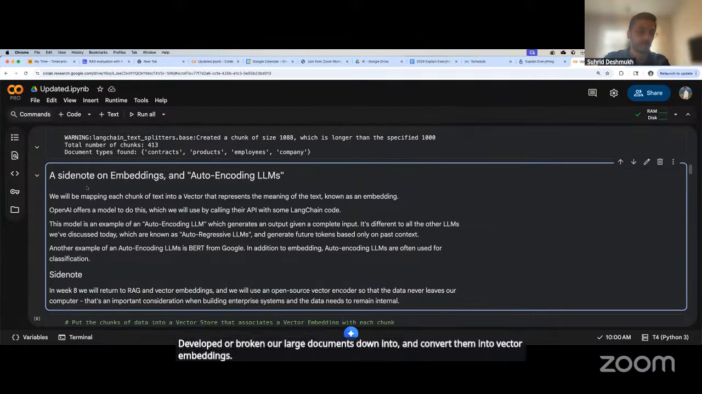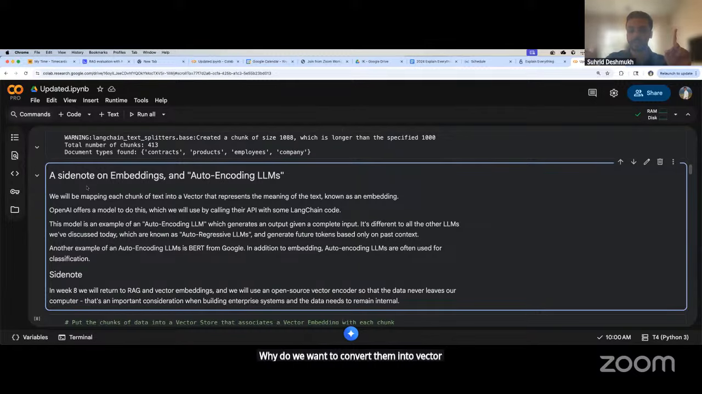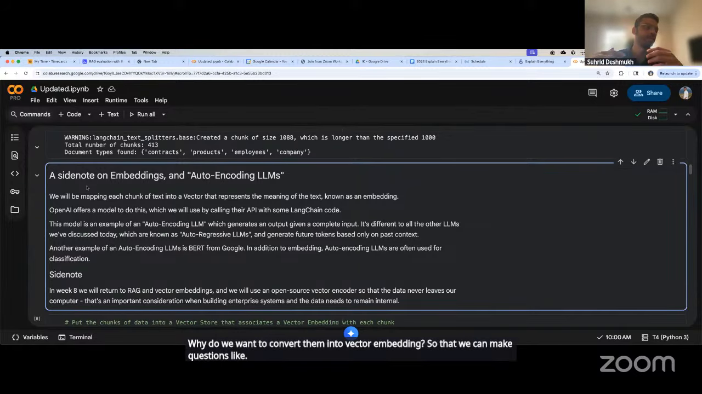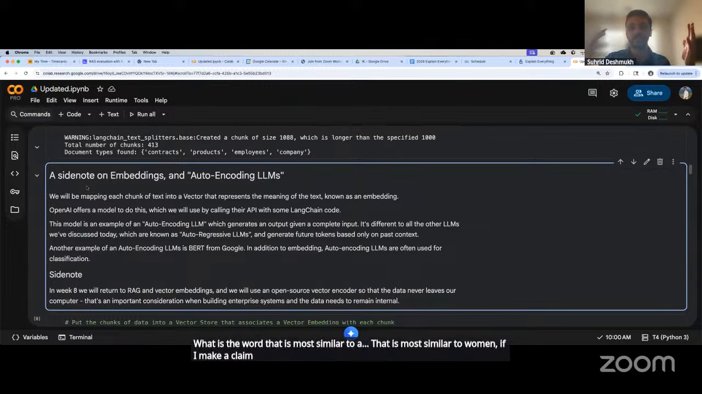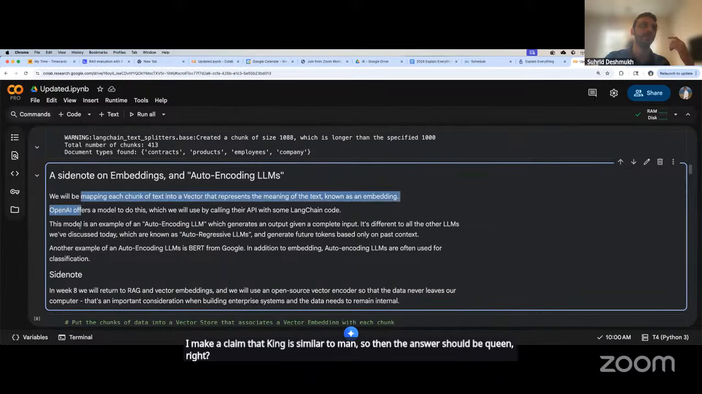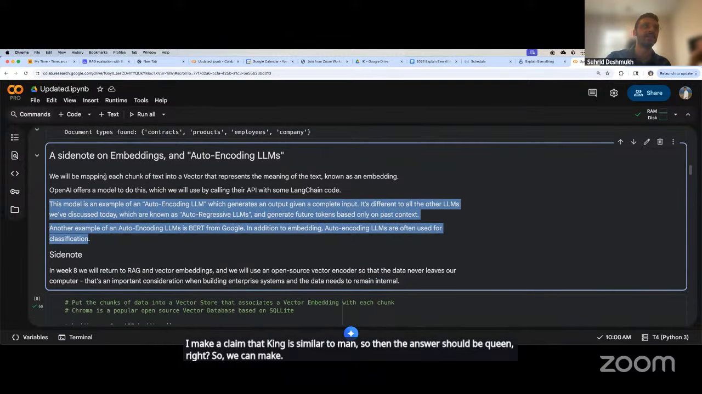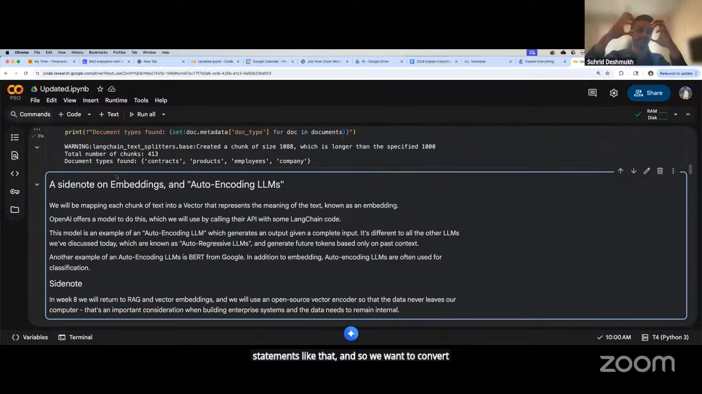Why do we want to convert them into vector embeddings? So that we can ask questions like, what is the word that is most similar to woman? If I make a claim that king is similar to man, then the answer should be queen, right? So we can make statements like that, and so we want to convert these pieces of text into a set of numbers, specifically a set of vectors, which are known as embeddings.